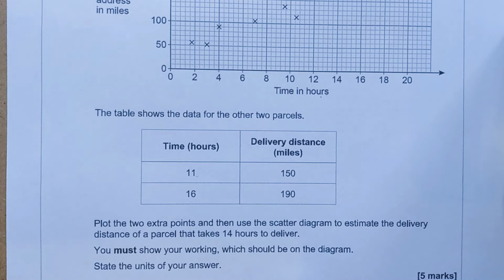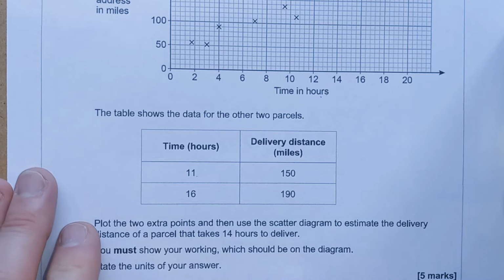Plot the two extra points and then use the scatter diagram to estimate the delivery distance of a parcel that takes 14 hours to deliver. You must show your working, which should be on the diagram. State the units of your answer. Right, so let's plot these values first of all.